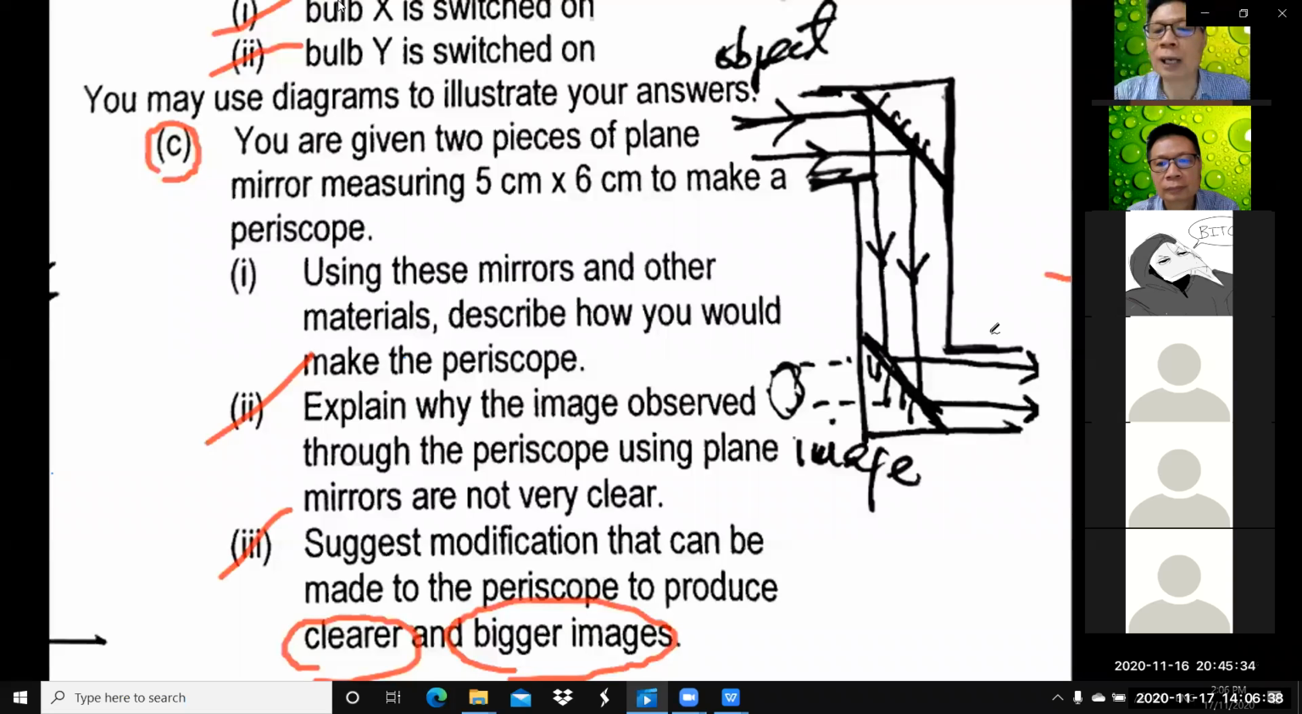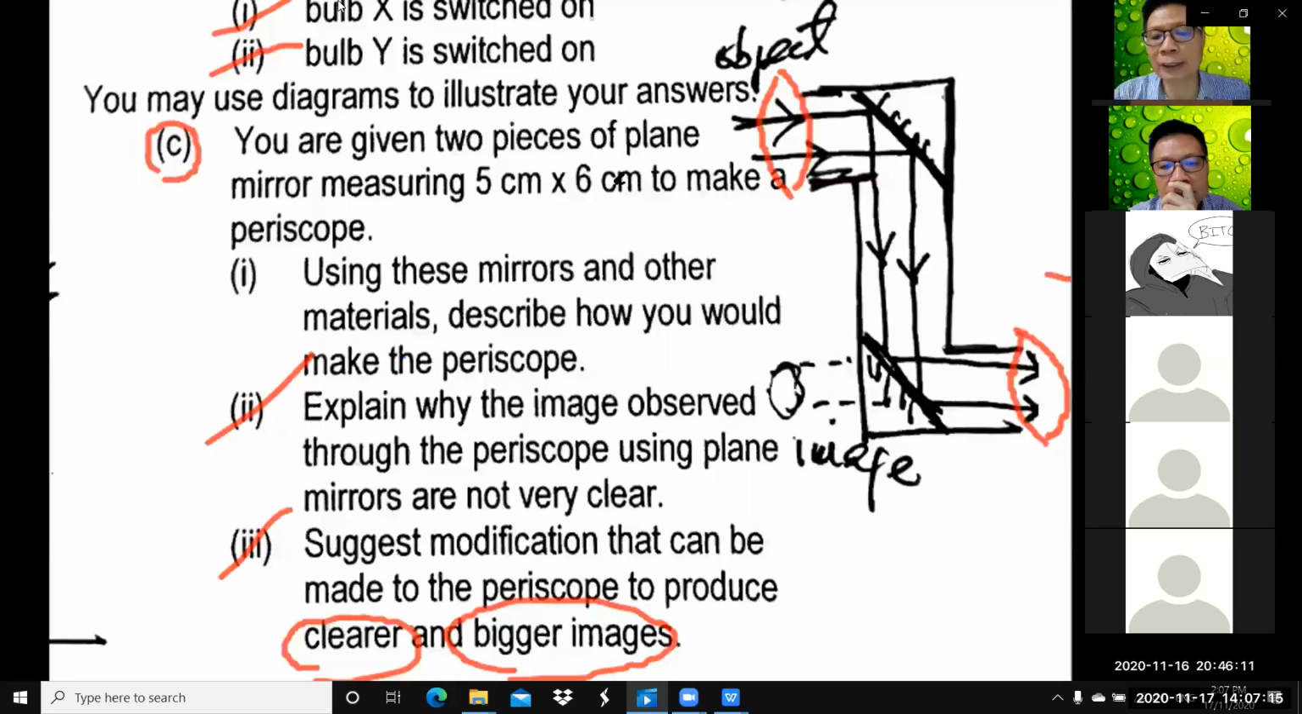Okay, next suggestion is to make the image bigger. You want a bigger image, right? So what you do is you put a convex lens here, another convex lens you put here. Put 2 pieces of convex lens. The lens will help to magnify the image. You don't need to explain. In fact, this lens can focus more light coming. More light coming, definitely it becomes brighter, right?